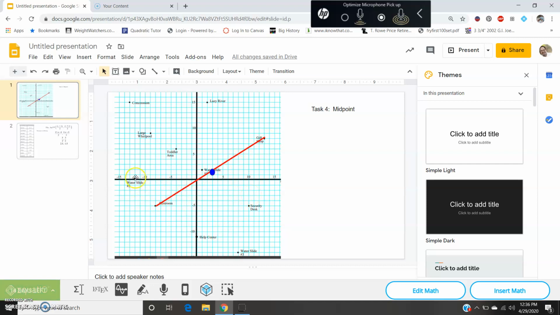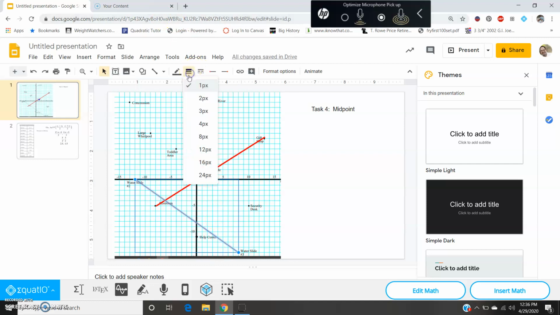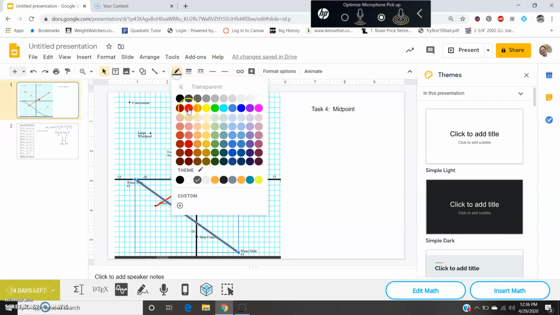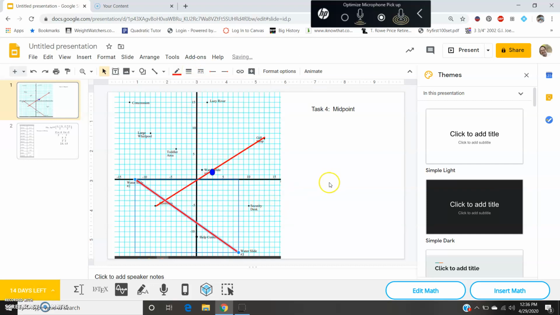I think we're good there. And now we're going to go water slide 1 to water slide 2. I'm going to insert a line here. I'm going to go from here to here. Should be good. And then you can make that a little thicker. I think the last one it was 4. And I think they liked red. But I mean, it doesn't matter what color you choose. So there's that, and now I'm looking, the midpoint's probably somewhere in here.